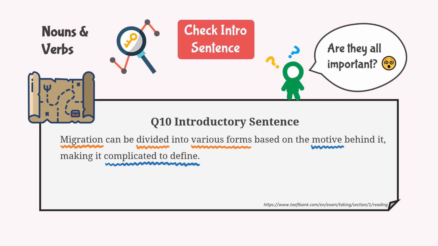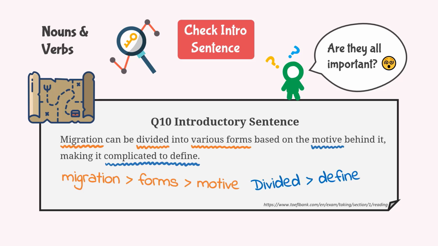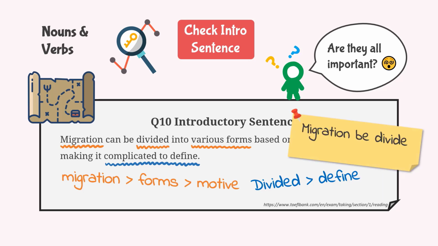Let's find out. Okay, migration is important because it's the main topic, and forms and motive describe the migration. Divided is important since divide appears after the comma. Then we know the key idea is migration being divided into different forms.